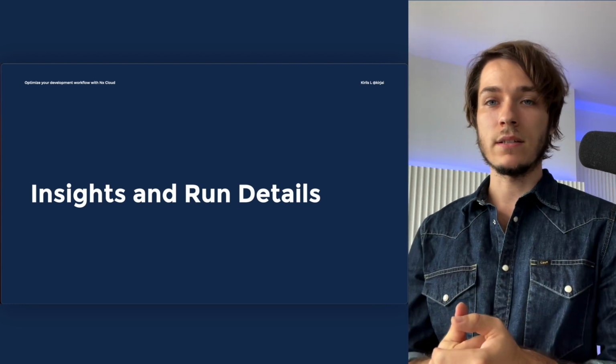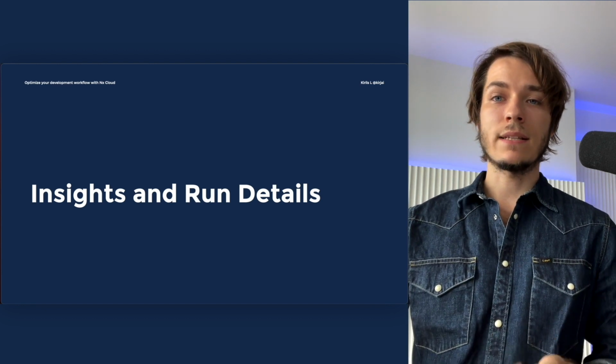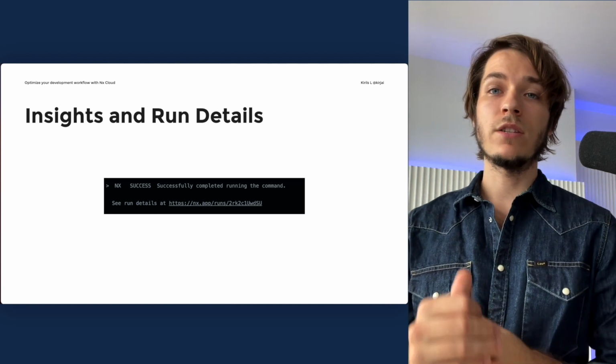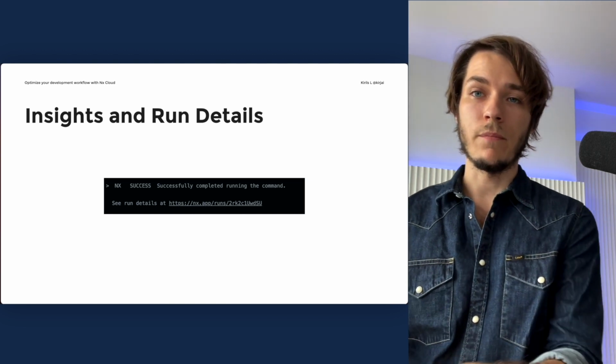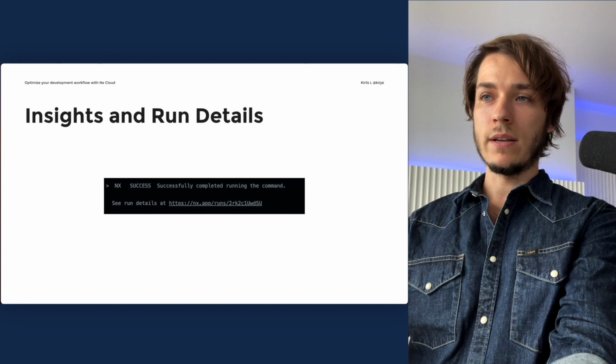And now the final nxCloud feature that we'll be briefly covering in this talk is insights and run details. So you might have noticed before that when an nx command finishes, it prints a URL, and that URL is unique to the task that was just run. So using the URL from our previous example of distributed task execution, let's see where it takes us.